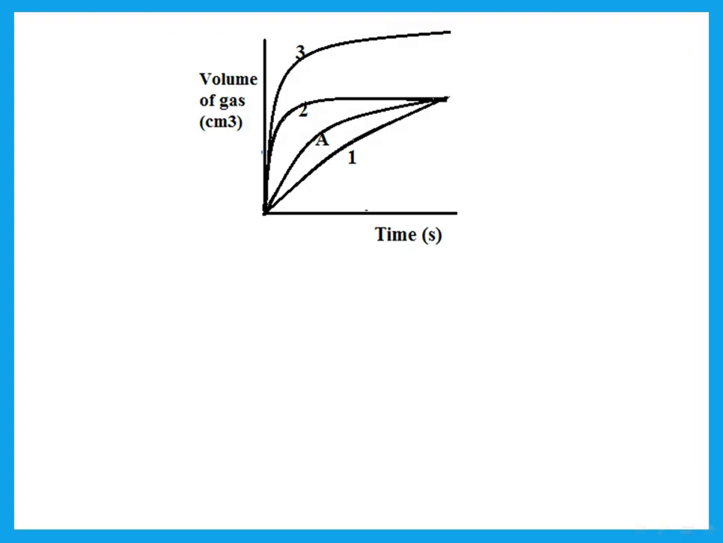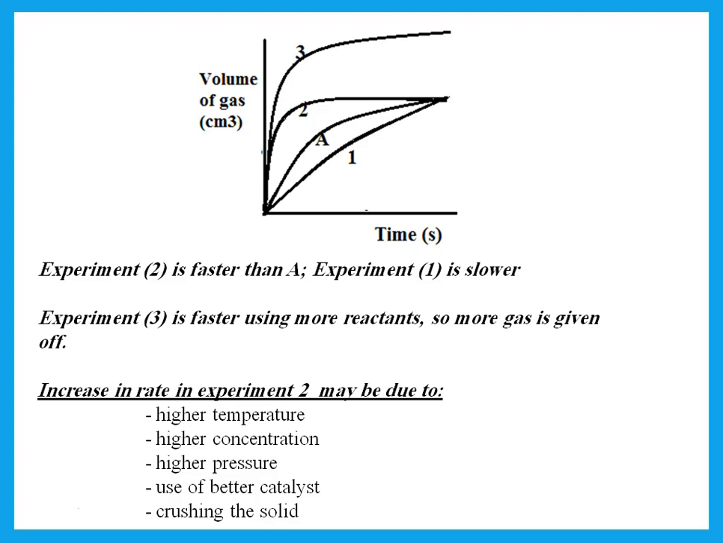Again, these graphs, when you draw them, so if you're drawing for an experiment that we're going to call A, now you should realize that experiment 2 is faster, experiment 1 is slower. Now, when do we get experiment 3? If I'm using more reactants. So in 1 and 2, I'm using the same amount of reactants, so I get the same final volume of gas. But in experiment 3, I used, for example, twice the amount of magnesium, then I will end up with twice the total volume of gas.